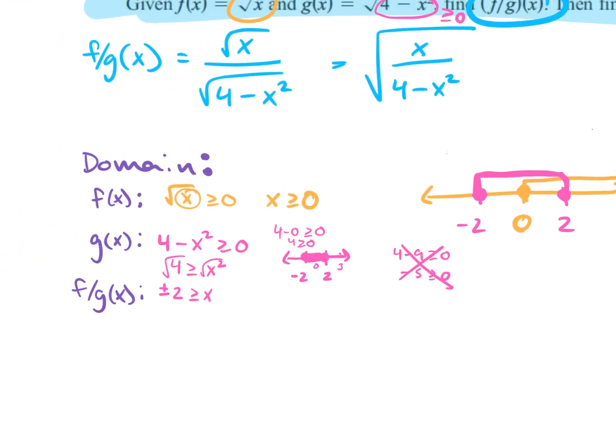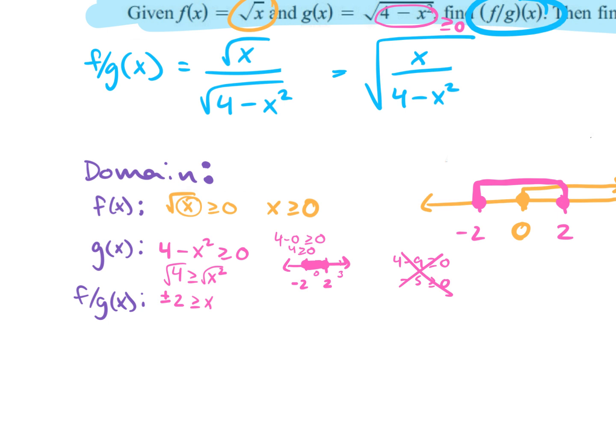Now we also have to be careful because we have to check our domain for f divided by g of x. If we have a fraction, what can we not have in the denominator of our fraction? What can that not be equal to? 0. So here, this can't be 0. So all the math that we just did when we said it was greater than or equal to 0, it actually cannot be equal to. So it's the same thing. 4 minus x squared has to be greater than 0. It can't be equal to. So that actually just means that we would have open circles at -2 and 2. So it's the same domain. It just can't be 0. We can't have 0 in the denominator.